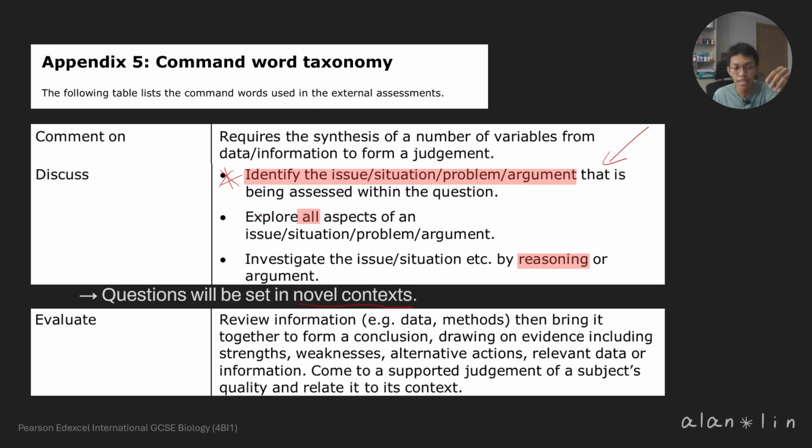And the second one, it says explore all aspects of an issue, problem, situation, argument. And the way I like to think about it is that Edexcel is telling us to consider situations holistically and to look at an issue from both sides of the spectrum. And I will get into detail about what I mean with this when we do some example questions later. And as for the third bullet point, the key thing here is reasoning. And for reasoning, just remember that you need to use your biological knowledge. So you're basically just explaining the issue or situation using your biological knowledge.